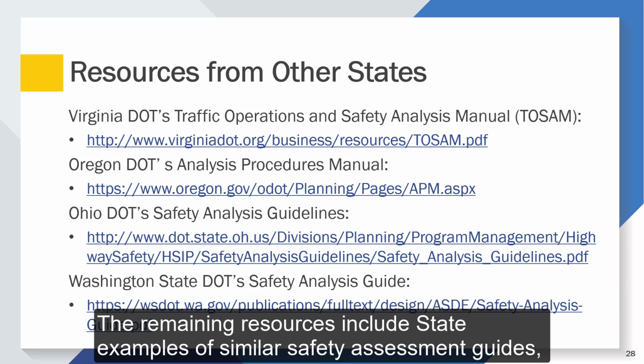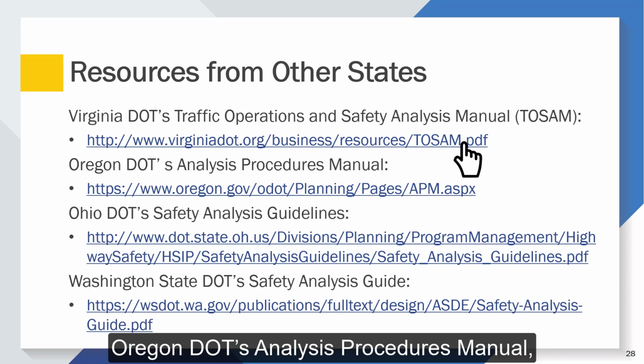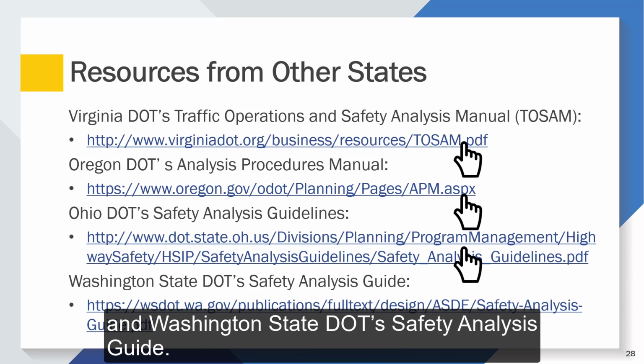The remaining resources include state examples of similar safety assessment guides, including Virginia DOT's Traffic Operations and Safety Analysis Manual, Oregon DOT's Analysis Procedures Manual, Ohio DOT's Safety Analysis Guidelines, and Washington State DOT's Safety Analysis Guide.